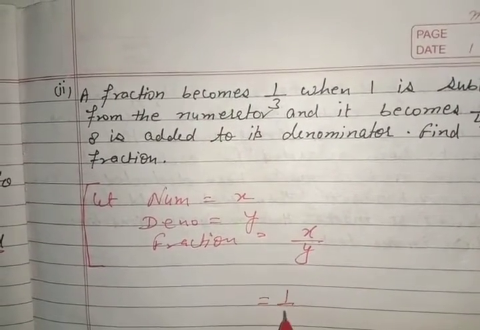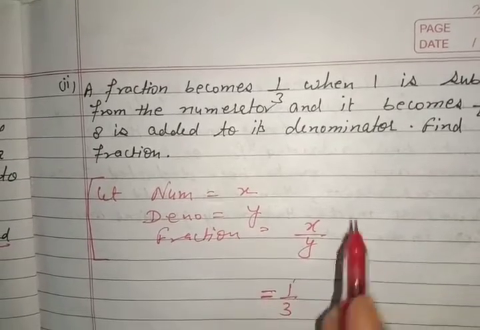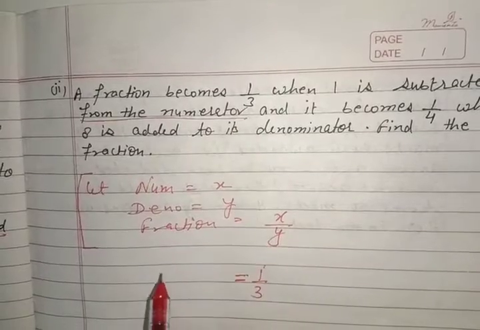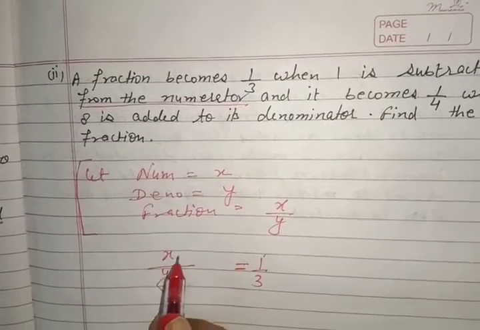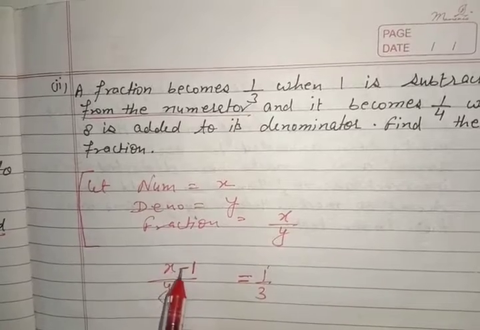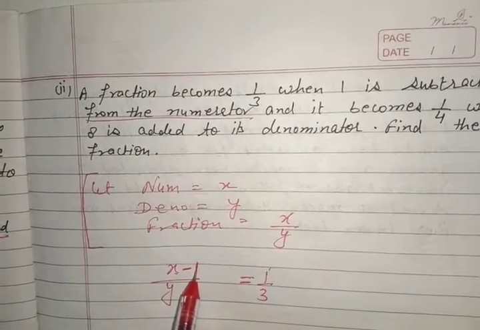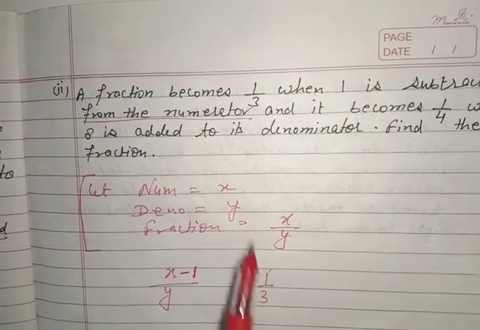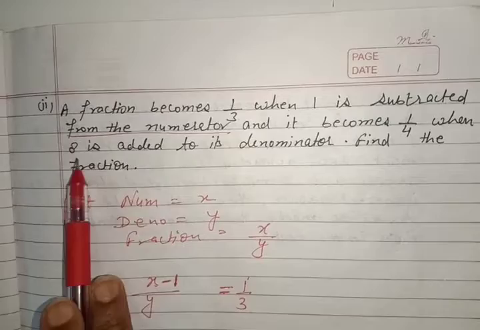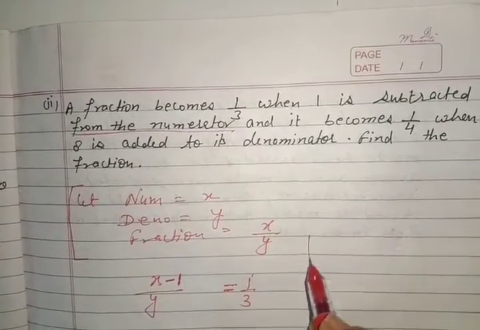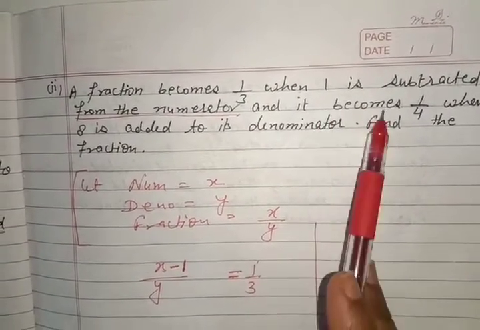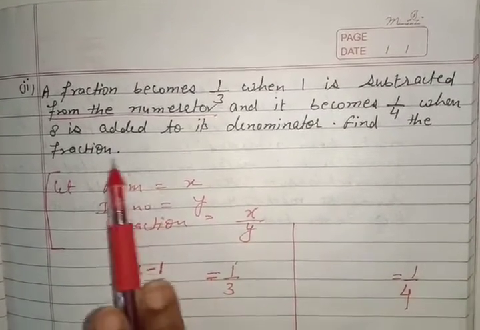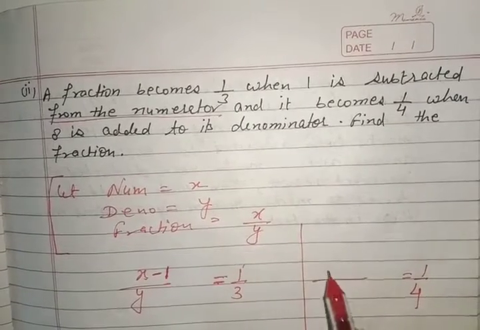The fraction becomes 1 by 3 when 1 is subtracted from the numerator. 1 is subtracted, X minus 1. When 1 is subtracted from the numerator, the fraction becomes 1 by 3. And it becomes 1 by 4 when 8 is added to its denominator. This is the second equation. It becomes 1 by 4 when 8 is added to its denominator.